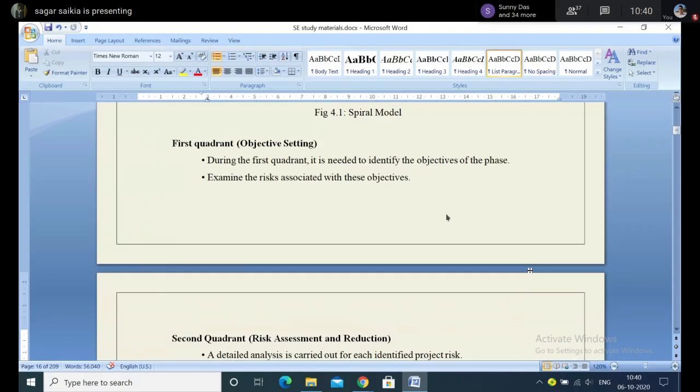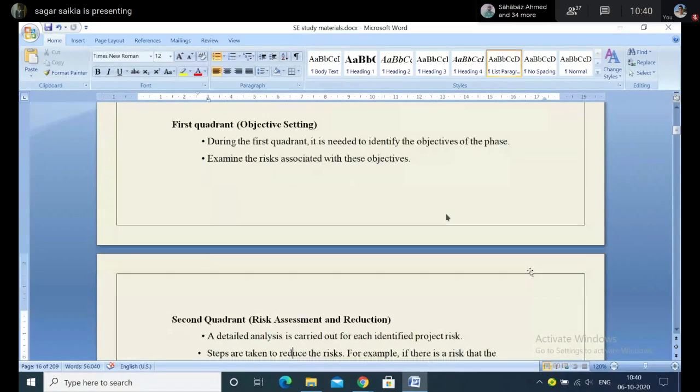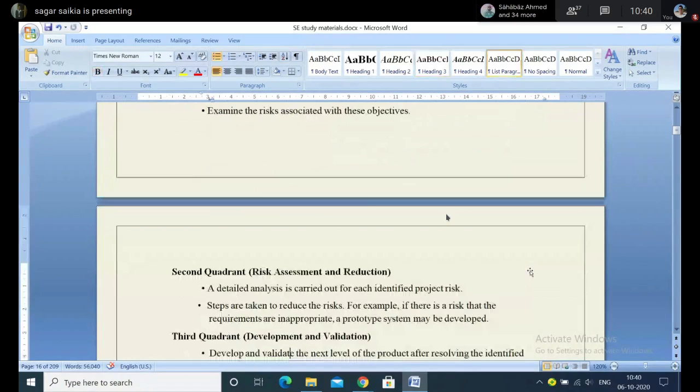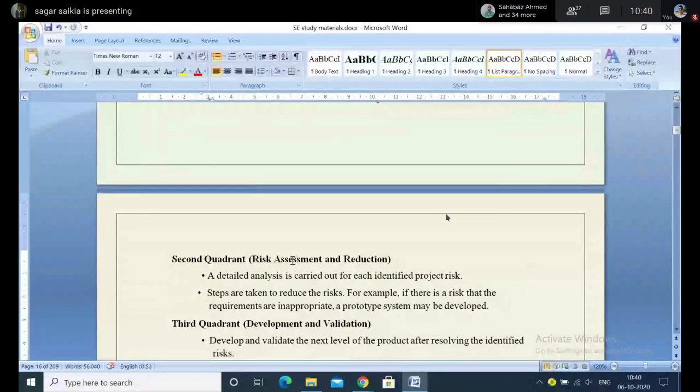But what are the risks associated with all these objectives? Do we have any risk? If yes, then what do we need to do? Then we need to go into the second quadrant. In the second quadrant, basically, we need to assess the risk.